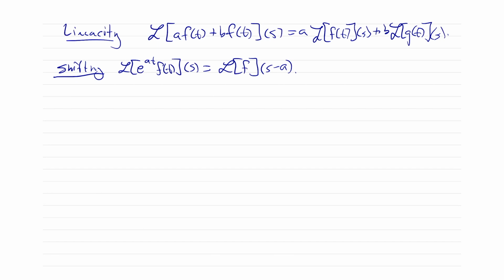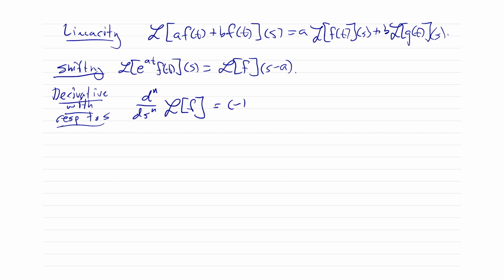The next one we had was the derivative with respect to s. And so we'll generalize that now. So it's d^n/ds^n of the Laplace transform of f is equal to (-1)^n times the Laplace transform of t^n times f.